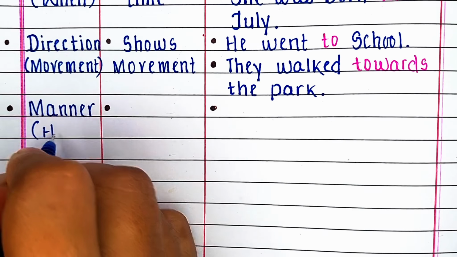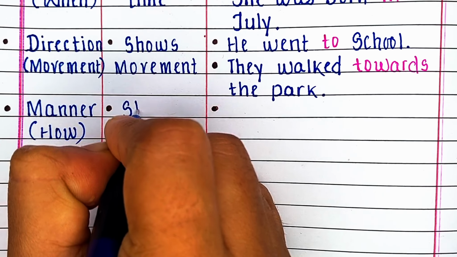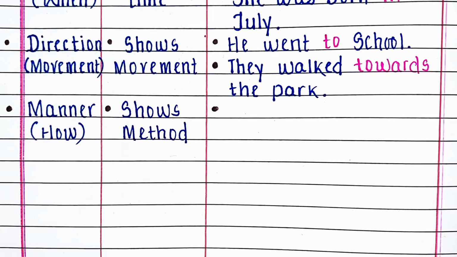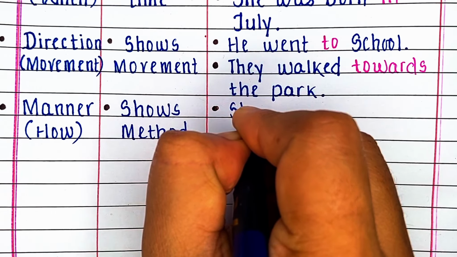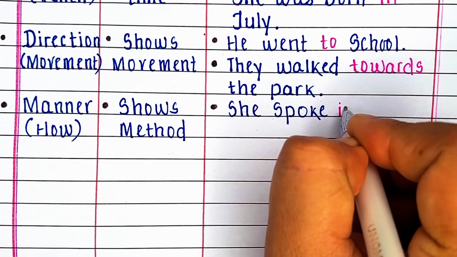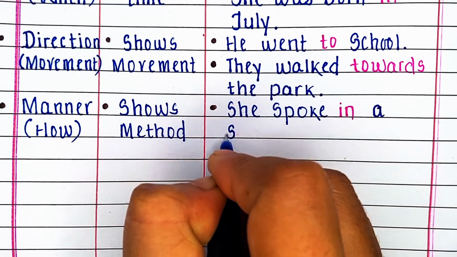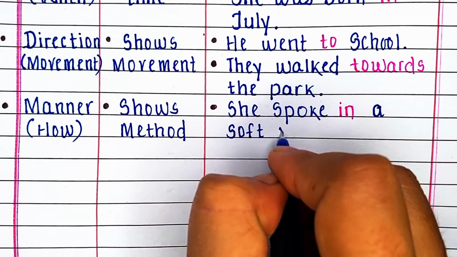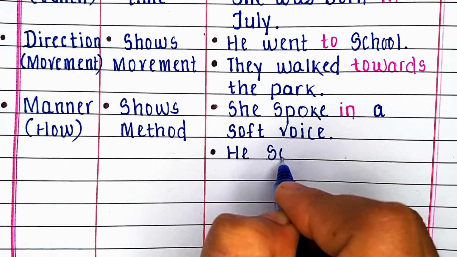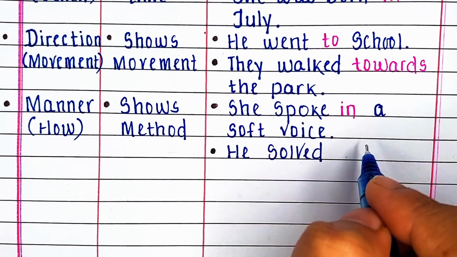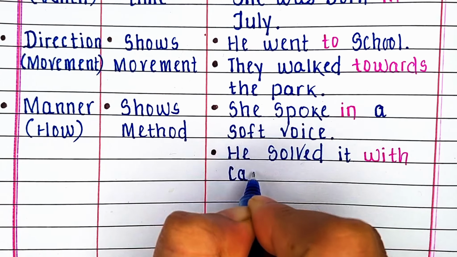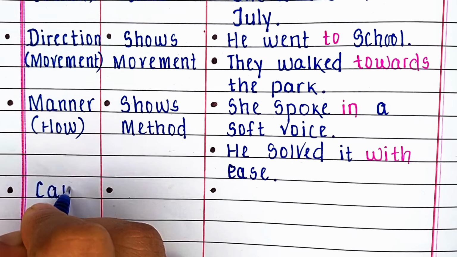Next type of preposition is manner. These type of prepositions show how something happened. To be particular, they show the method. For example, she spoke in a soft voice. Here, in is the preposition that shows how she spoke. Next sentence is, he solved it with ease. Here, with is the preposition that shows how something was solved.